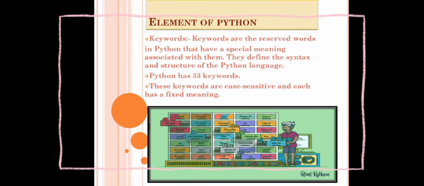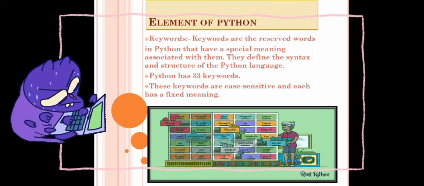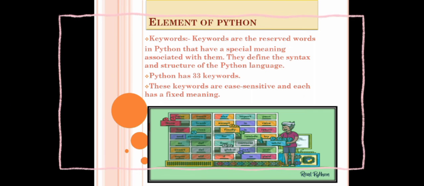Elements of Python. The elements of Python are differentiated into keywords, identifiers, and variables. Keywords. What are keywords? Keywords are the reserved words in Python that have a special meaning associated with them. They define the syntax and the structure of the Python language. Python has 33 keywords. These keywords are case sensitive and have a fixed meaning.